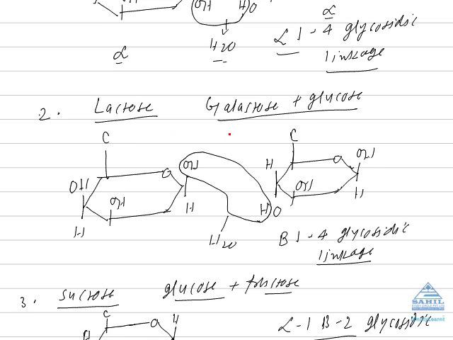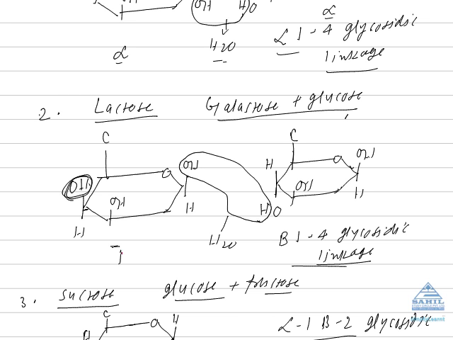Other disaccharide, lactose, which is a constituent of milk, consists of one molecule of galactose and one molecule of glucose held together by beta 1,4 glycosidic linkage. This is structure of galactose. What is distinguishing feature of galactose? Hydroxyl group at carbon number 4 is present above. This is distinguishing feature of galactose.